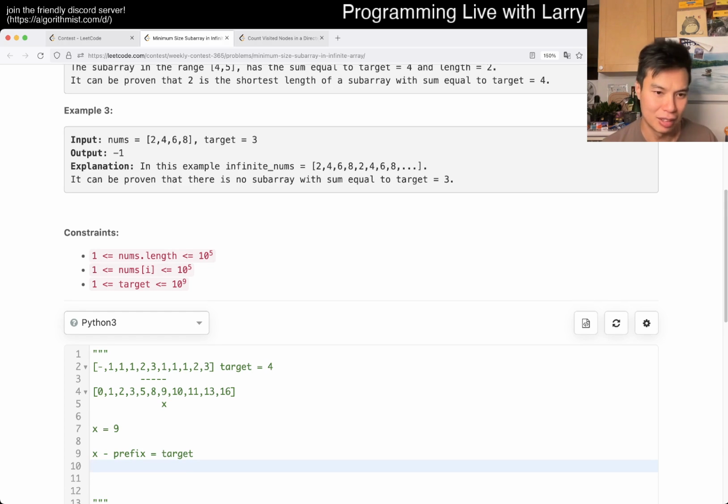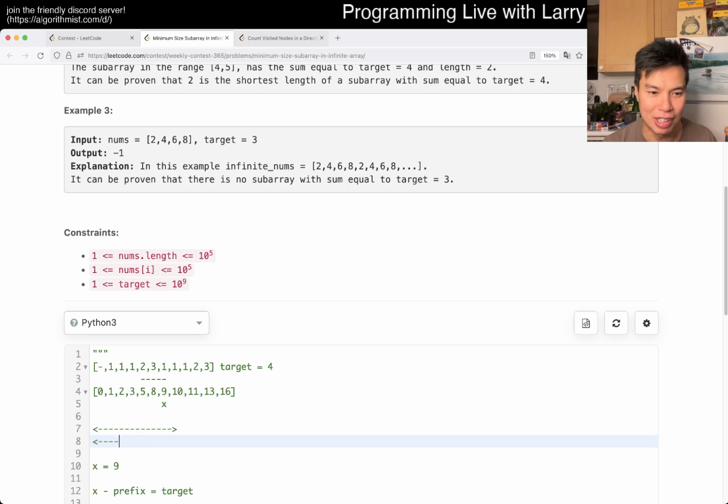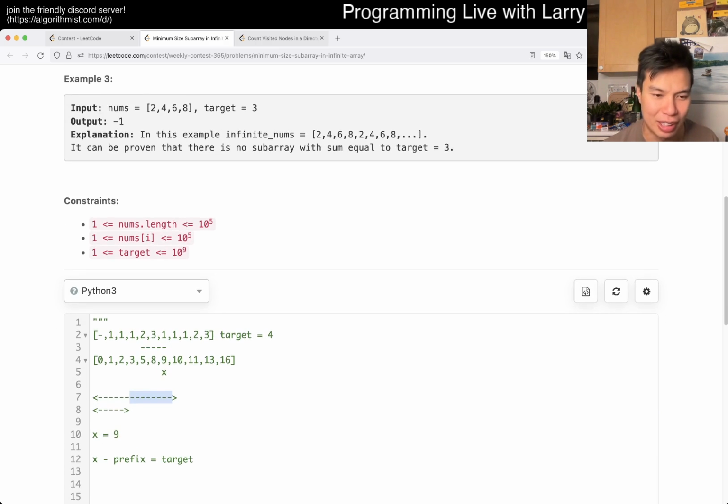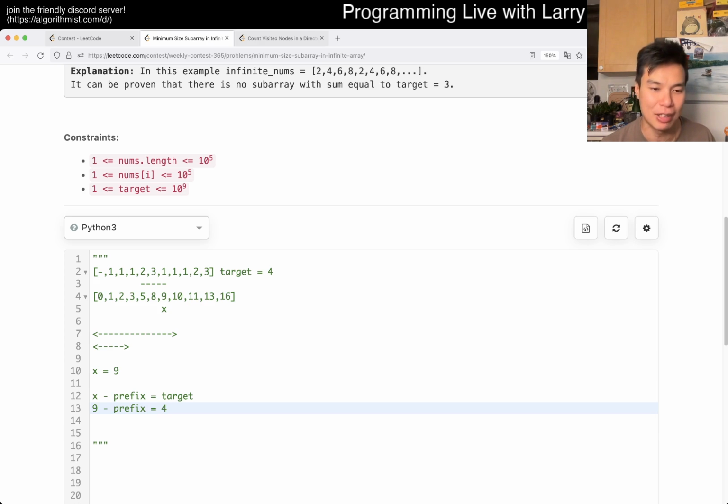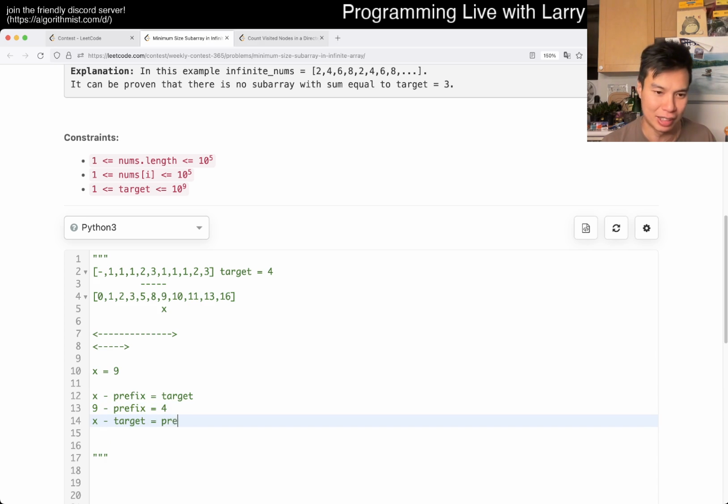You can think about this as a segment thing. Now x is some long segment, and the prefix is some smaller segment, and you try to find the segment such that it is equal to your given target. Of course, now you have one formula with one variable, so you just have to work it out. You add prefix on both sides and subtract target on both sides, so now you have x minus target is equal to prefix.